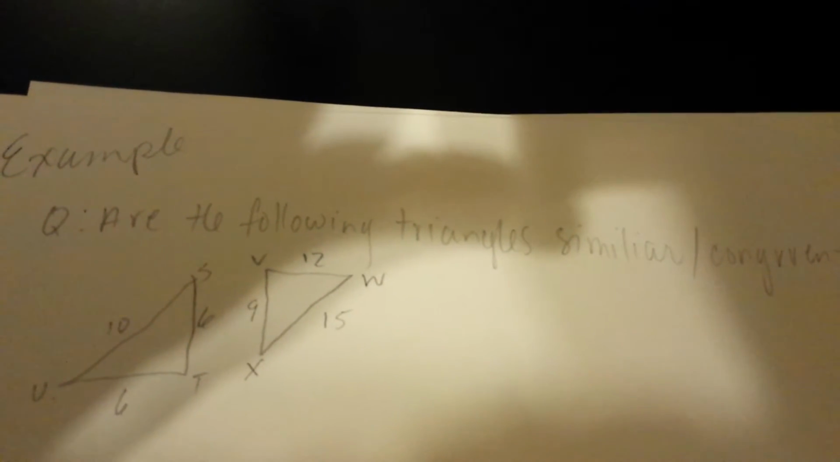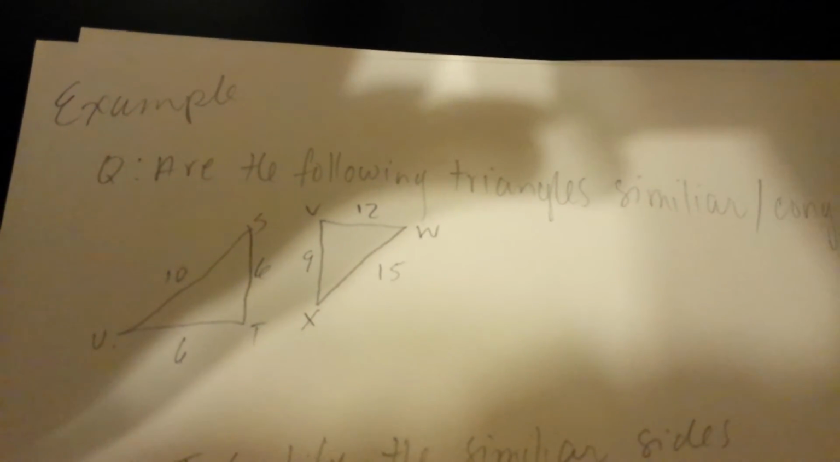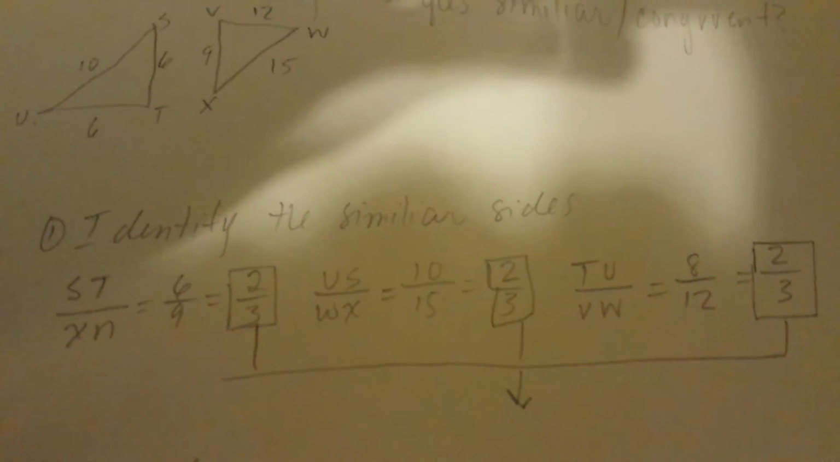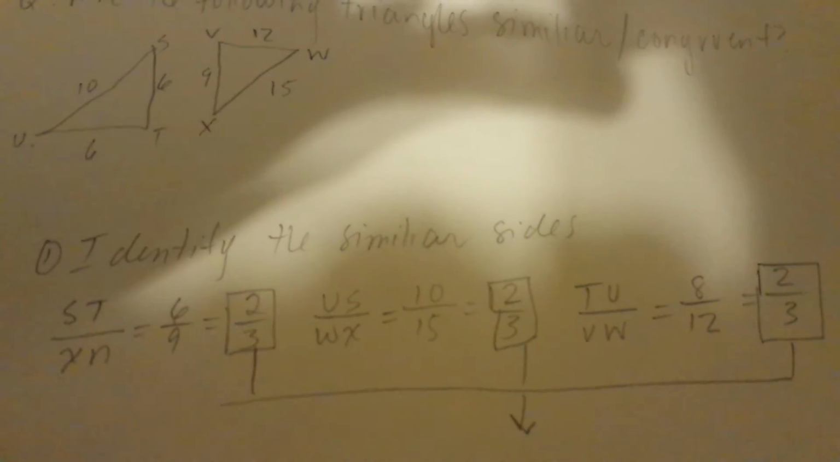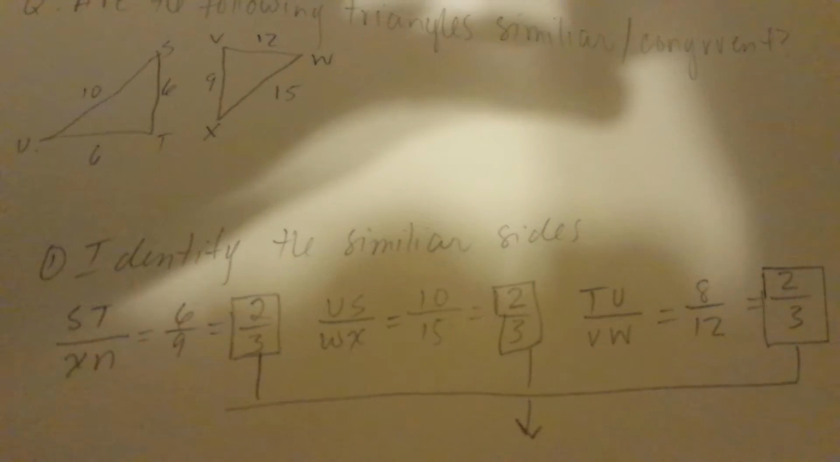Now we're going to be doing practice examples. The first question asks, are the following triangles similar or congruent? Take a quick glance at the two triangles. The first step you want to always do is identify the similar sides. Once you identify your sides, you would see that side ST corresponds to side XV.